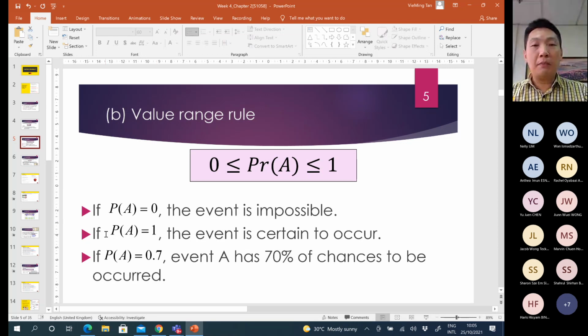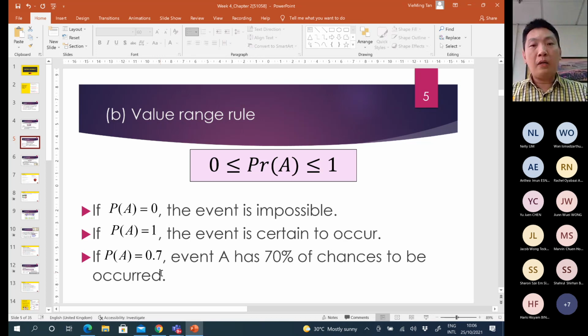What is the meaning if probability of A is equal to 1 exactly? That means event A is going to happen. It's guaranteed to happen, or we can say that event A is 100% going to happen. Confirmed, very certain. If your probability of A is equal to 0.7, what is the meaning? That means event A has a 70% chance to happen. How to get 70%? That is 0.7 multiplied by 100%.